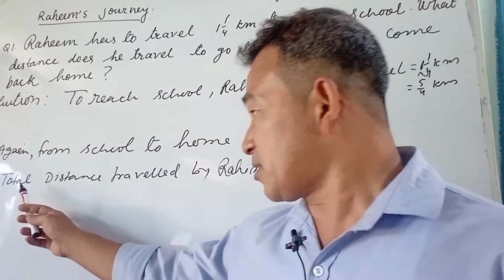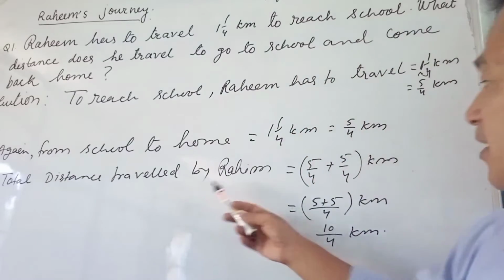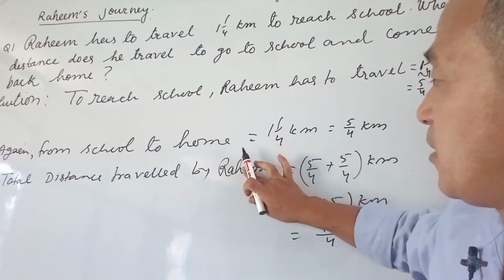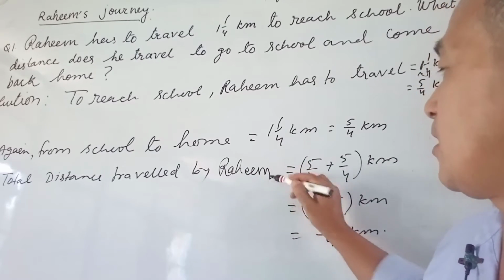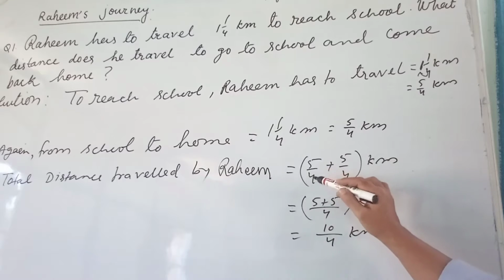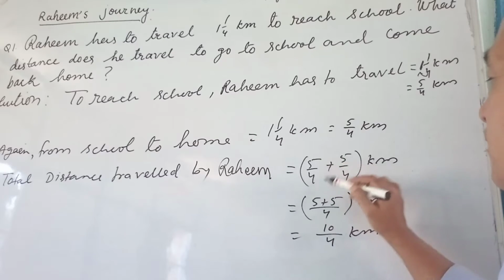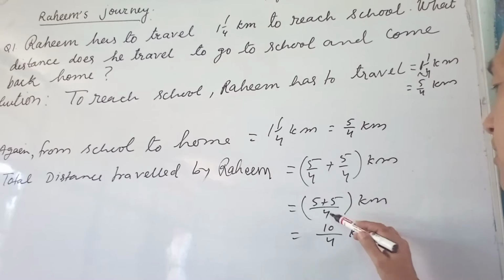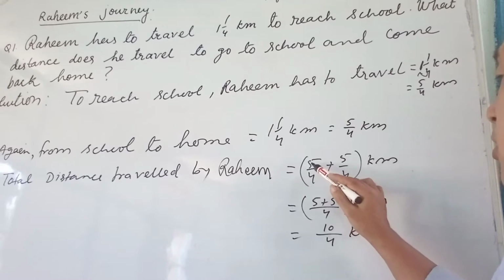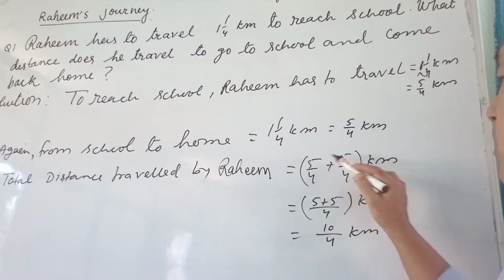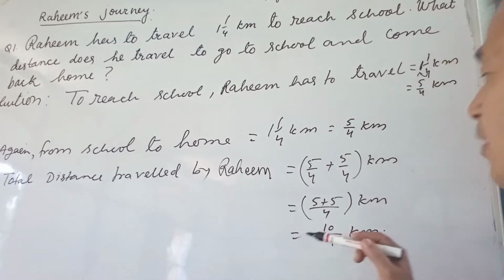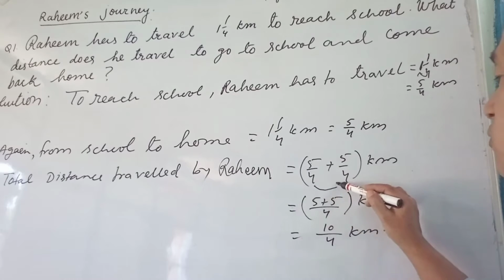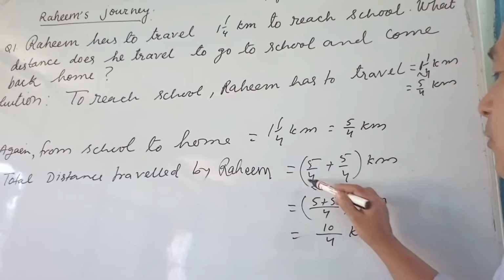Now, how to find out the total distance? The total distance traveled by Rahim. I think here in Rahim you have a double E. Yes, Rahim. So you will find the sum of 5/4 and 5/4 kilometer. How to find the sum of two fractional numbers? First, you check whether the two denominators are equal. That means we have a common denominator 4.